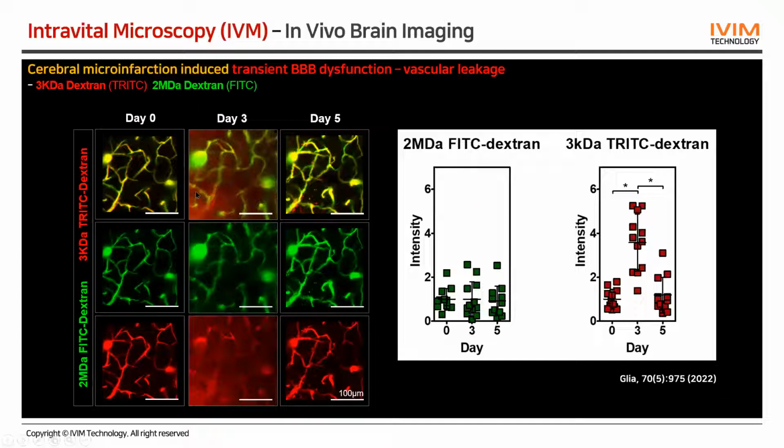But after we induce some neuroinflammatory conditions, the BBB function for this small molecular weight dextran is compromised, and you can see the leakage of this small molecular weight dextran at day 3. But after that, this transient dysfunction of the BBB for small molecular weight dextran is actually recovered at day 5. So this is the same mouse observed at different time points. So this is another good example.